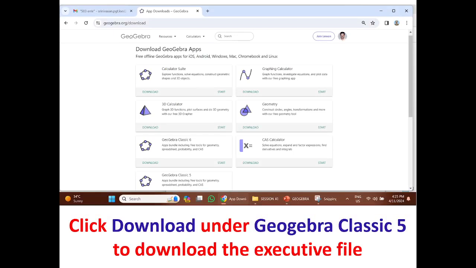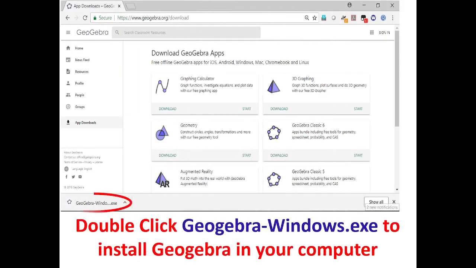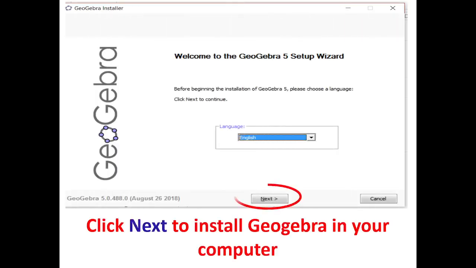When you click explore all, you can download GeoGebra Classic 5. There are so many apps: Calculator Suite, Graphing Calculator, 3D Calculator, Geometry, GeoGebra Classic 6, CAS Calculator and GeoGebra Classic 5. But I recommend GeoGebra Classic 5 for beginners, because it contains everything inside: the 3D calculator, the calculator suite, the graphing calculator.